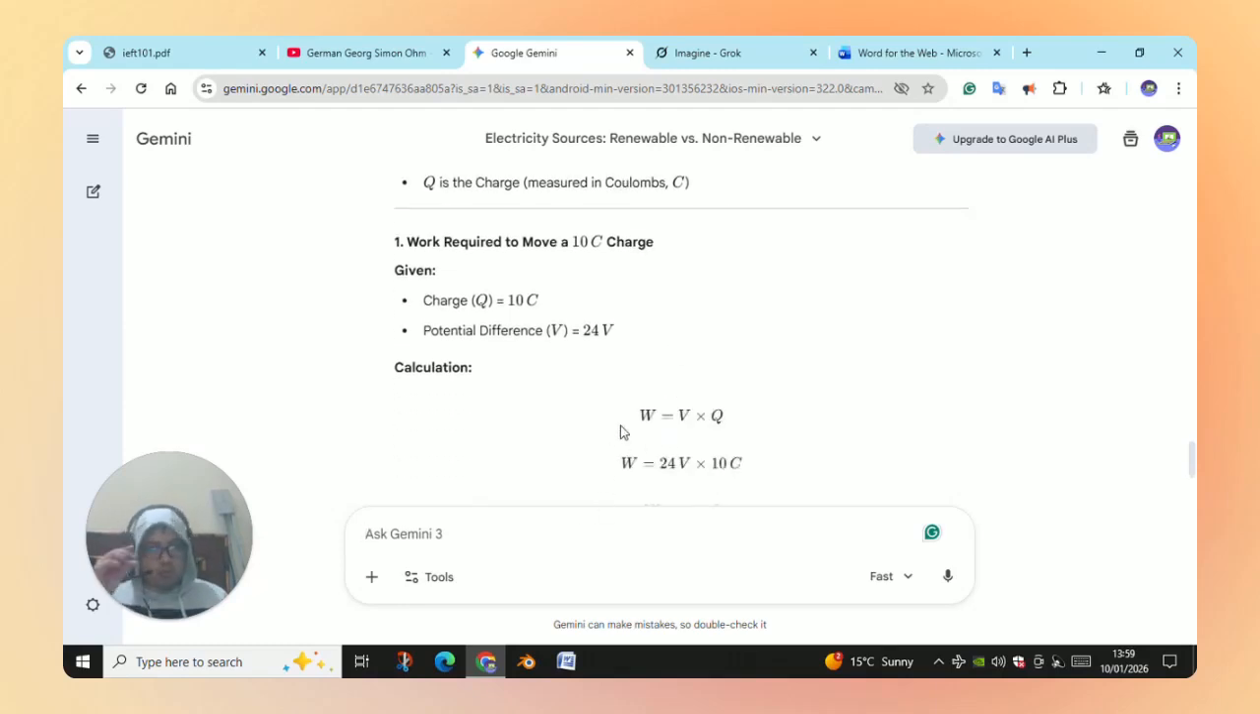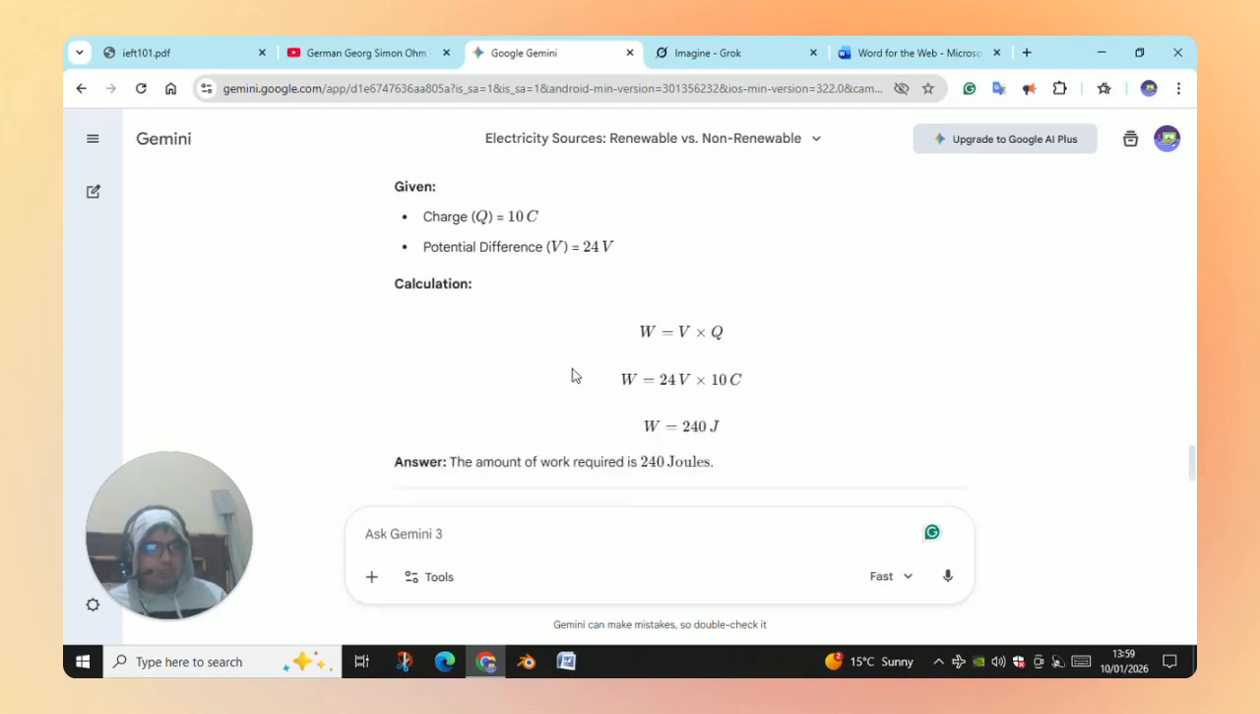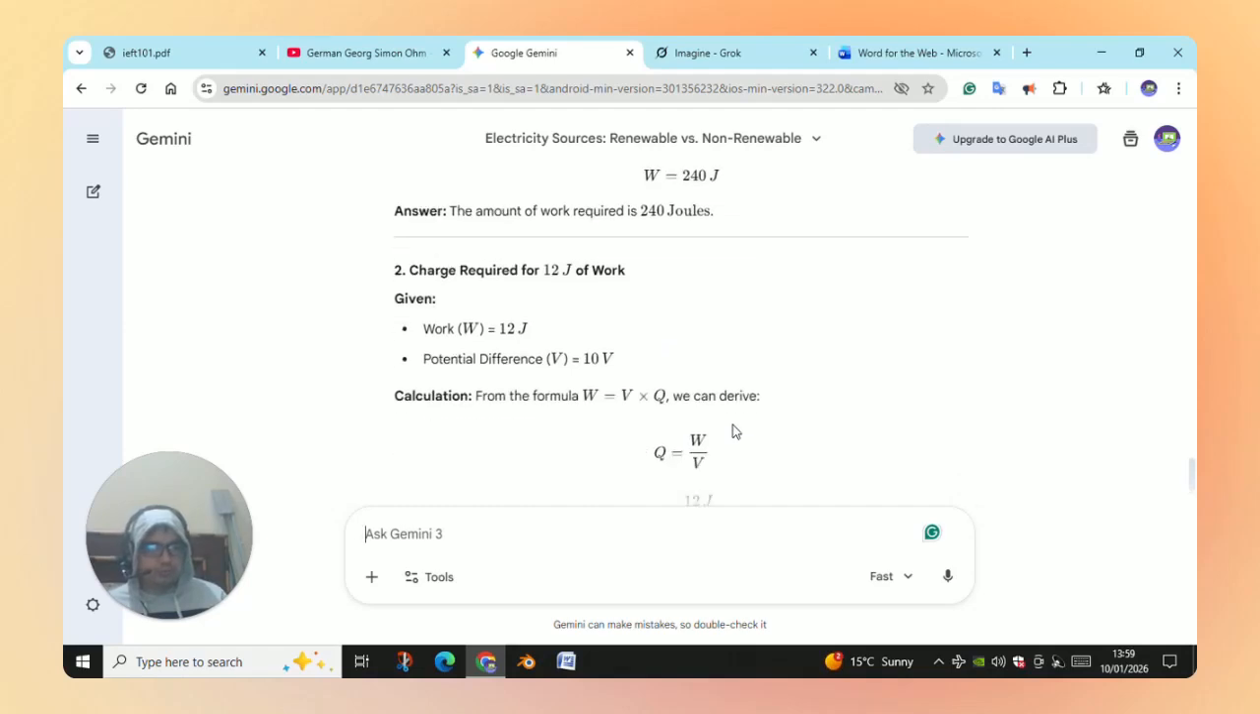Work required to move a 10 coulomb charge. Charge Q is equal to 10 coulomb. Potential difference V is equal to 24 V. Calculation: W is equal to V into Q. W is equal to 24 volt into 10 coulomb. 24 into 10, 240. W is equal to 240 joule.